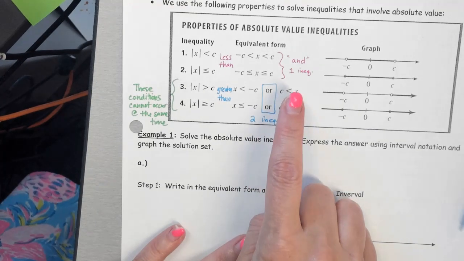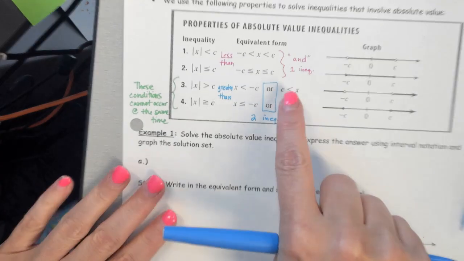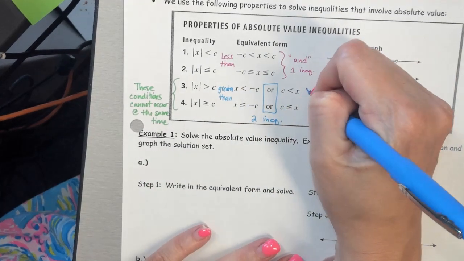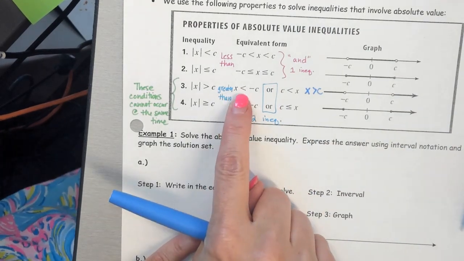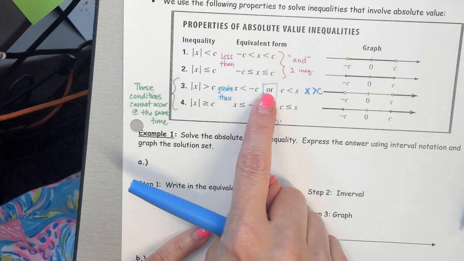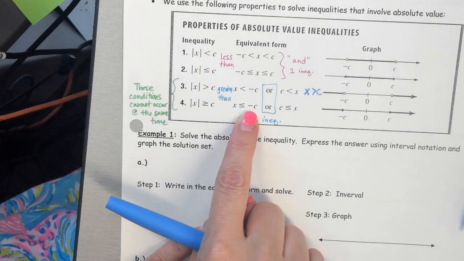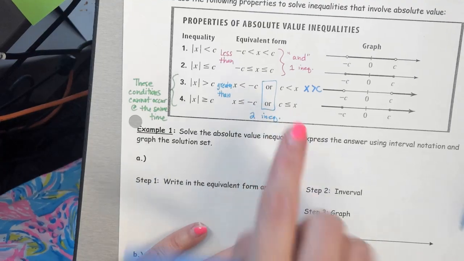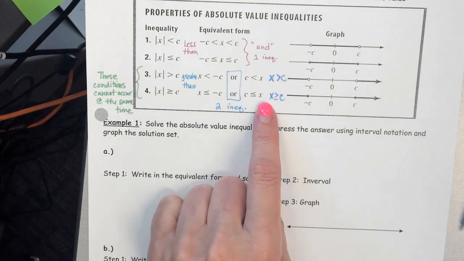You also don't have to write the inequality like this. I think it's easier to remember that this is x is greater than c. So x is less than the opposite c, or x is greater than c. x is less than or equal to -c, the opposite of c, or x is greater than or equal to c. I think it's easier to remember like that. You can set it up either way.